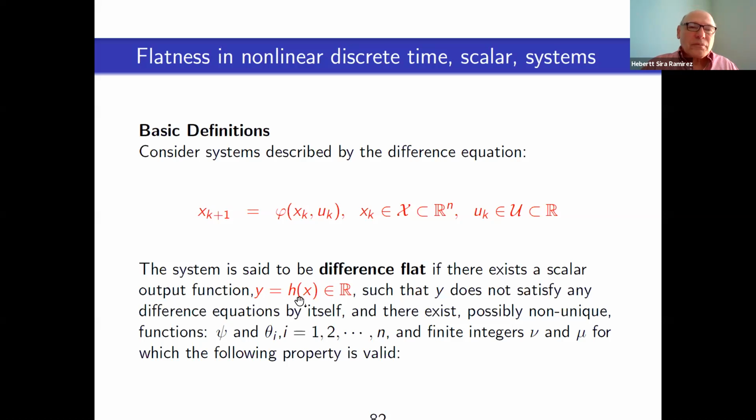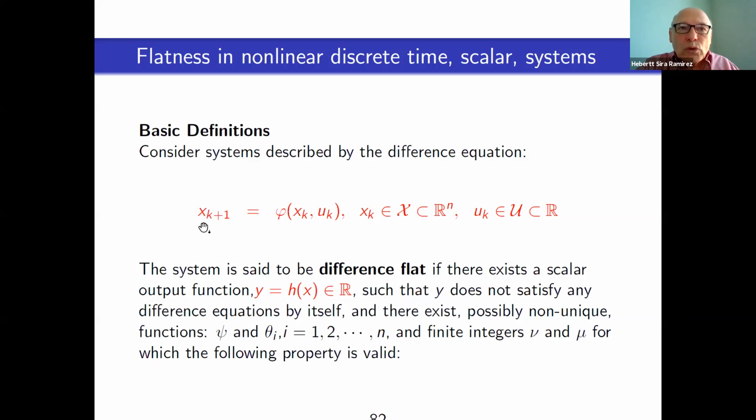So the output does not satisfy a difference equation by itself. It's an output that, if you start taking advances, sooner or later your control will appear. And in this particular case of the flat output, it will appear at the nth advance of the output. This output has the interesting property of being able to parameterize the variables in the system.